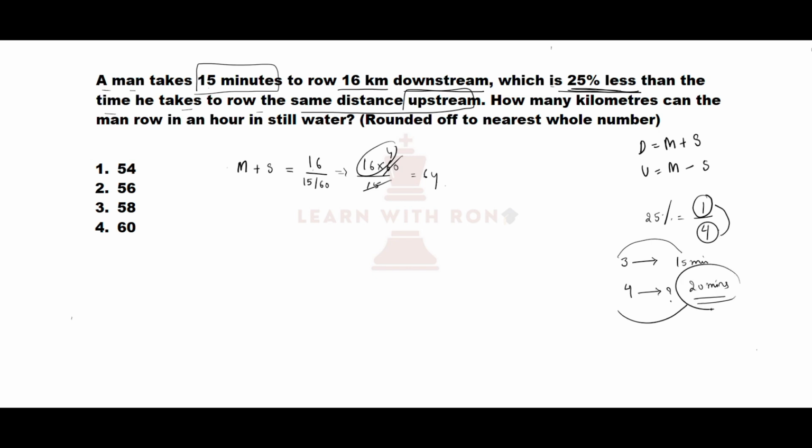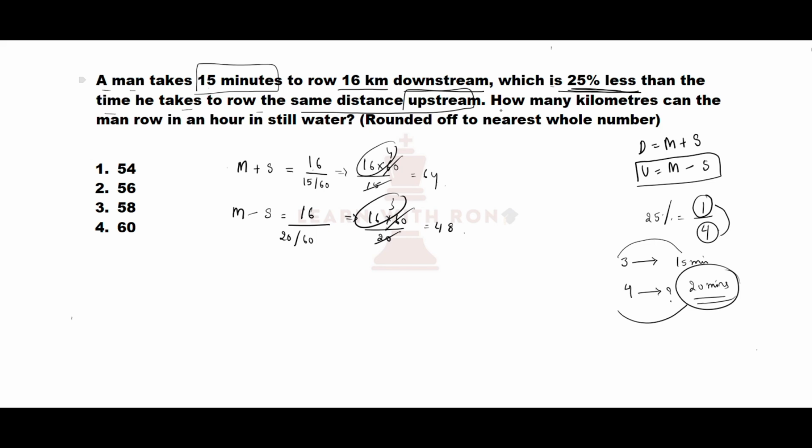Okay. Now upstream speed is nothing but man speed minus stream speed. Man speed minus stream speed equals distance, the same distance, right? 16 by time, which is 20 minutes. In hours, 20 by 60, which implies 16 into 60 by 20, 2 threes, 16 threes, 48.